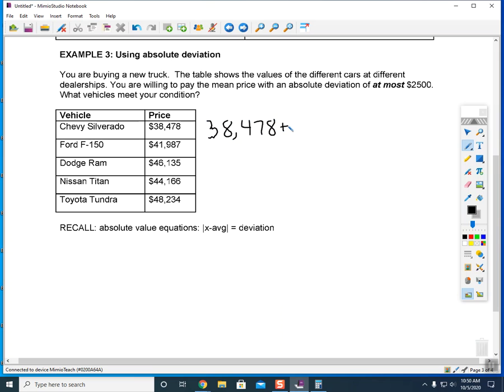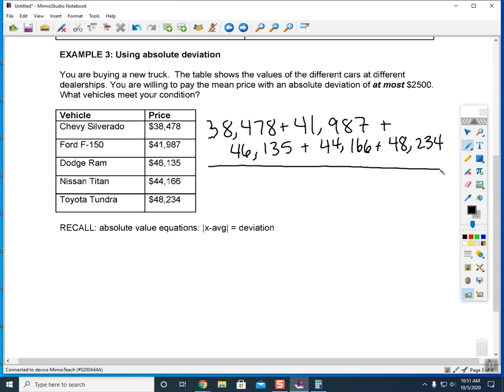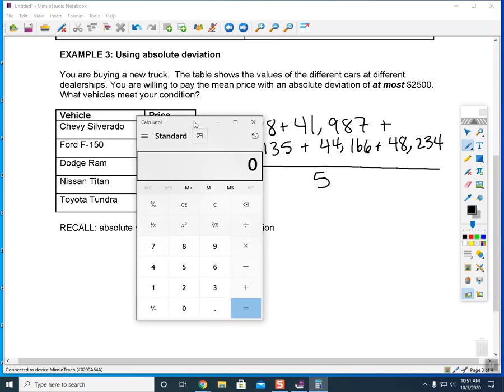So I'm going to have 38,478 plus 41,987 plus 46,135 plus 44,166 plus 48,234. When I find the average, I add them all up and divide by how many there are. So I'm going to take this divided by 5 because I know there are 5 different vehicles. Let's pull up this calculator and figure it out.